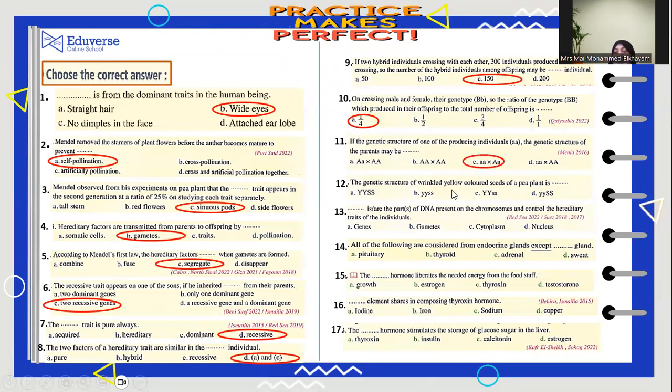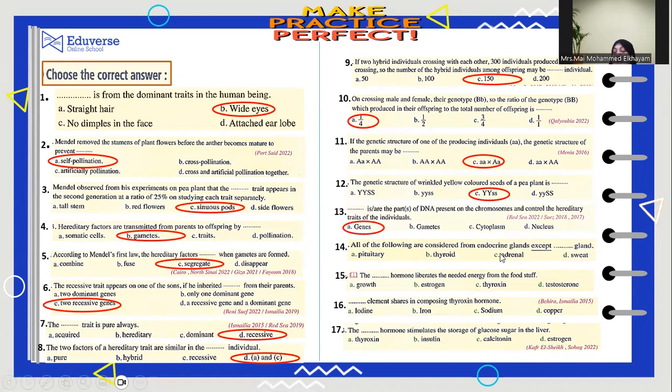The genetic structure of wrinkled yellow colored seeds of a pea plant. Yellow is dominant, okay? And wrinkled is recessive. So it will be Y capital, S small. What are the parts of DNA present on the chromosomes that control the hereditary trait of the individual? For sure, these are genes.